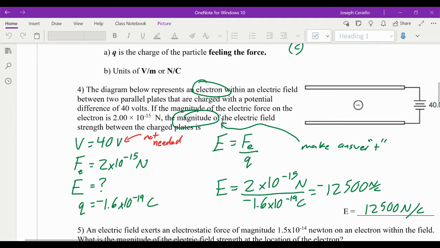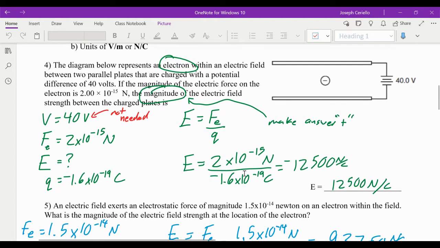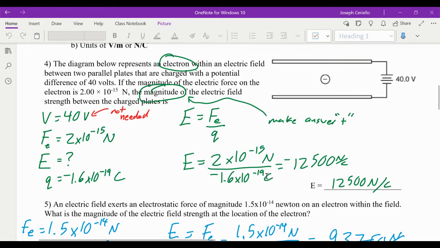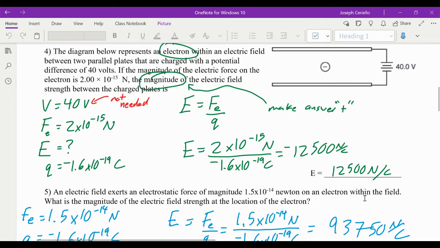Whenever you see magnitude, just make sure you make your answer positive. So you have E equals Fe over Q. We're given the force. We have the charge. Hardest thing is figuring out the charge because it's an electron. We get negative 2,500, or excuse me, 100 newtons per coulomb. All right, and make it positive because it just wants the magnitude of our answer.